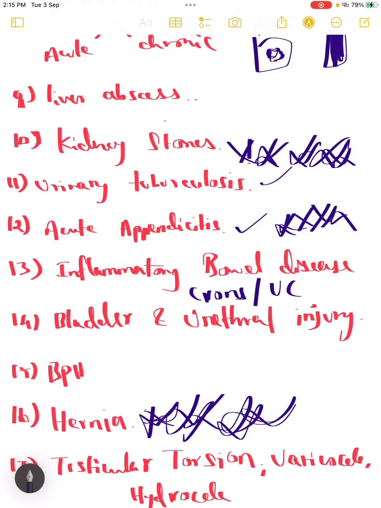So study about Crohn's and ulcerative colitis, particularly the extra-intestinal manifestations like uveitis, pyoderma gangrenosum, arthritis, and many other things apart from the intestine. So study about that too.